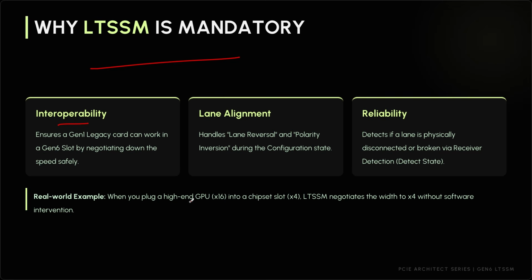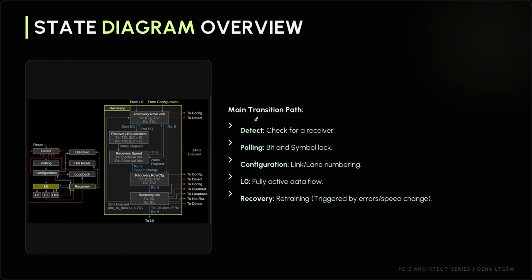Okay, now let's take a look at the complete LTSSM journey before diving into each state individually. This is the overall state diagram overview. The LTSSM journey can be summarized in five major stages. First we have Detect, the second is Polling, the third is Configuration, the fourth is L0, and the last one is Recovery. The process starts in Detect.